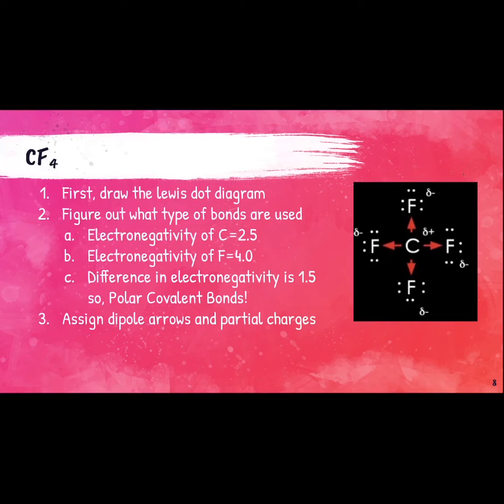Once you do that, you can write out your charges. Carbon is the one with the fewer amount of electrons in this case, so carbon is going to have that partial positive. Fluorine is gaining an electron, so it has partial negatives. My dipole arrow would go towards fluorine because that is more electronegative than carbon. Remember that because there's a difference in electronegativity, I have a polar molecule right now.